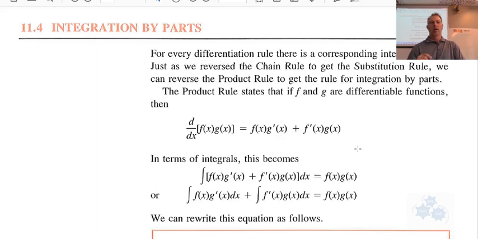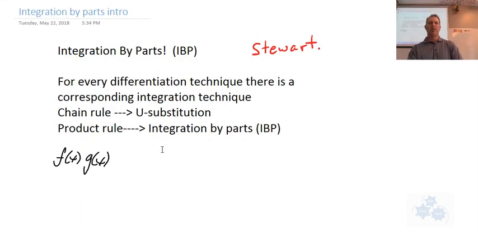Thank you. Quick introduction. It's in Chapter 11, Section 4 in your red Stewart text. This is what it starts out as. The brief introduction here, integration by parts.